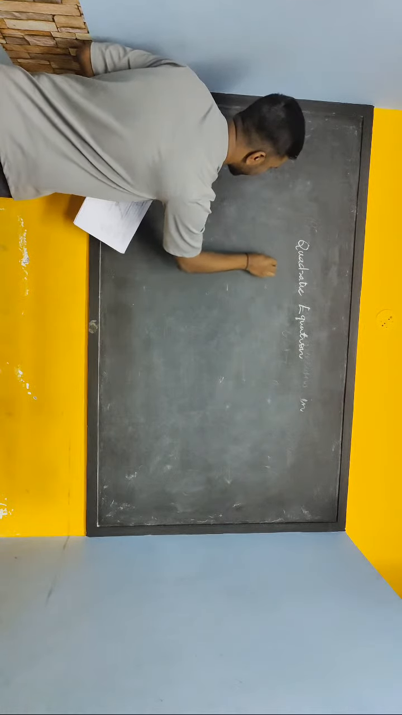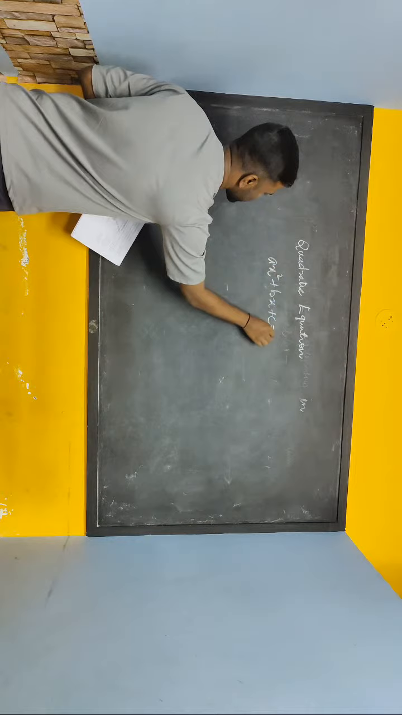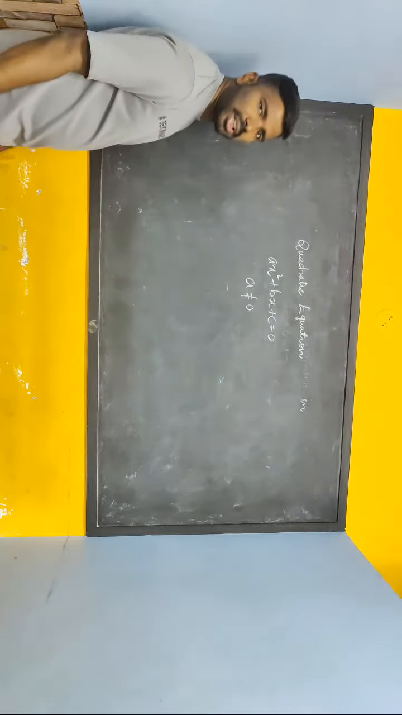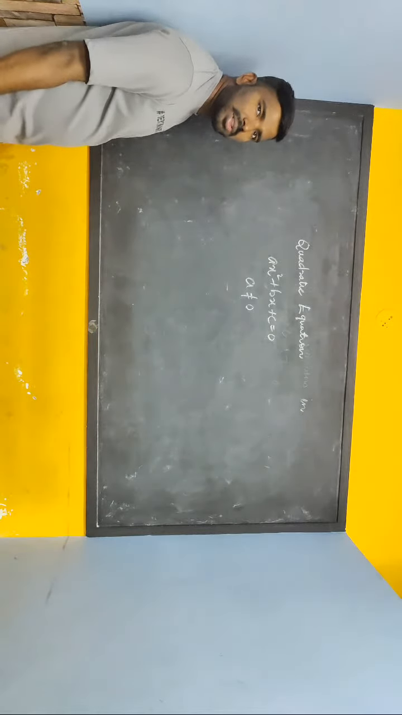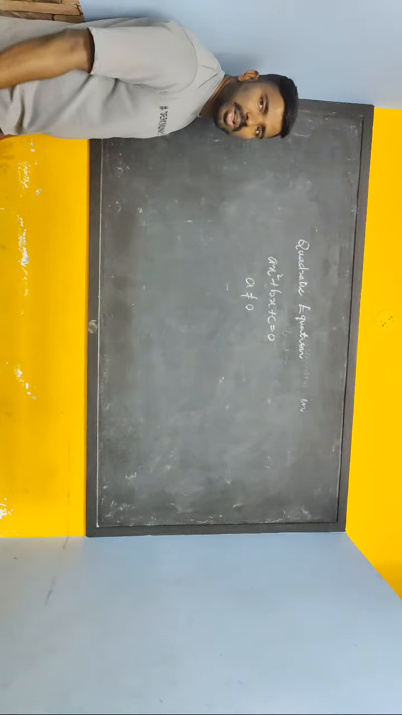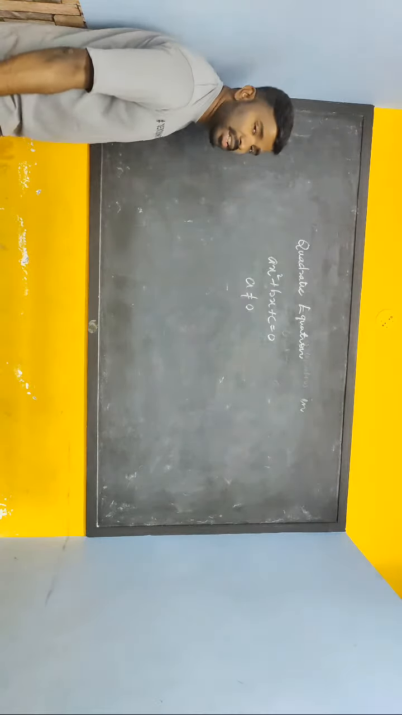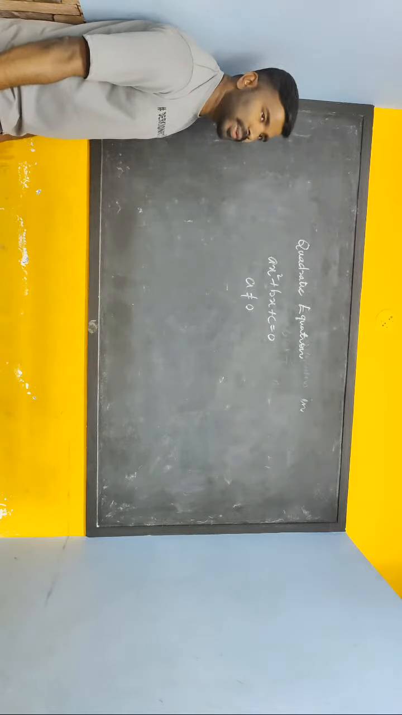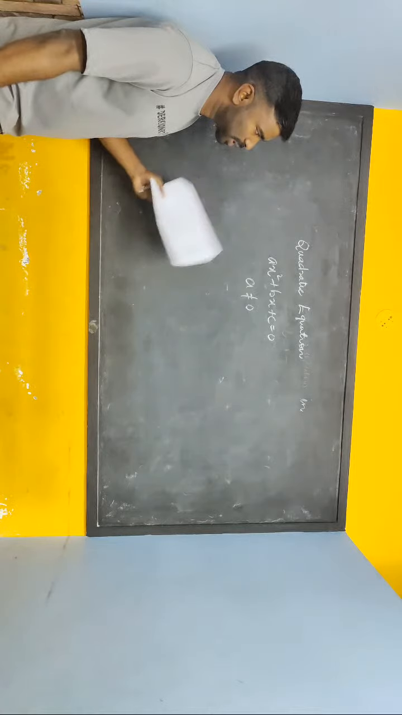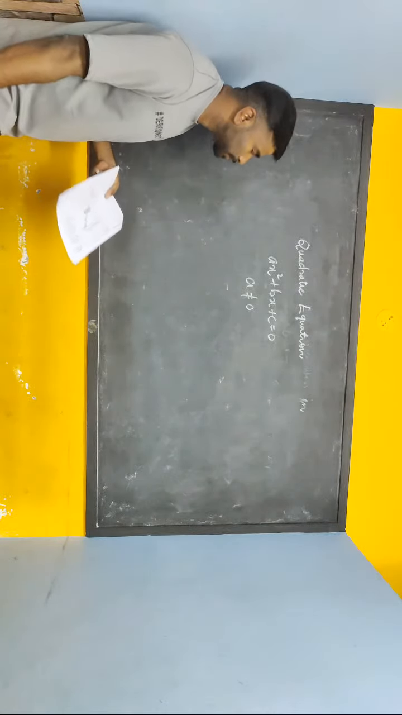Based on the standard form of quadratic equation, ax square plus bx plus c equals 0, where a is not equal to 0, write the standard form of quadratic equation. Again, it is a 1 mark question. What is the standard form of quadratic equation? ax square plus bx plus c equals 0. The condition is a is not equal to 0.